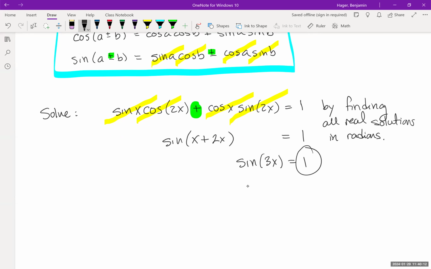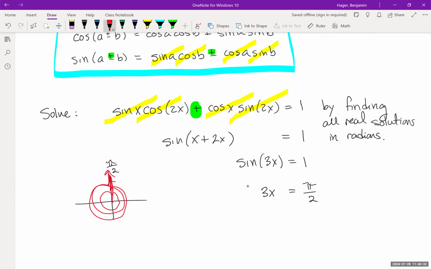And I can identify 1 on my unit circle. I know that sine is going to be 1 up here at the angle pi over 2. That's the only place sine is 1. So this means that angle 3x, whatever it is, it's got to equal pi over 2. It's got to face that way, or it could be anybody that's coterminal, right? As long as it's pointing that direction, it's good. So pi over 2 is a valid answer, but so is anybody coterminal to pi over 2.